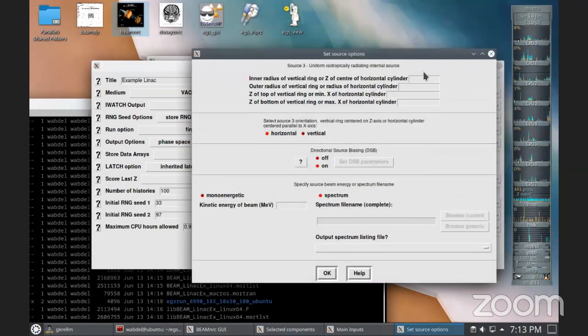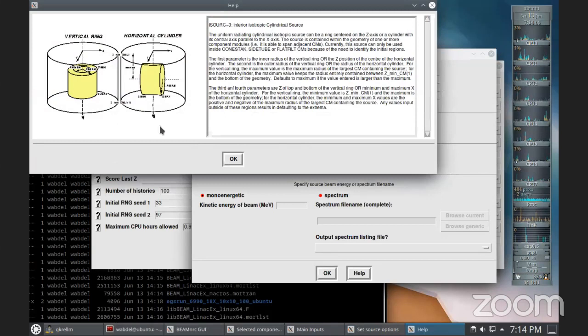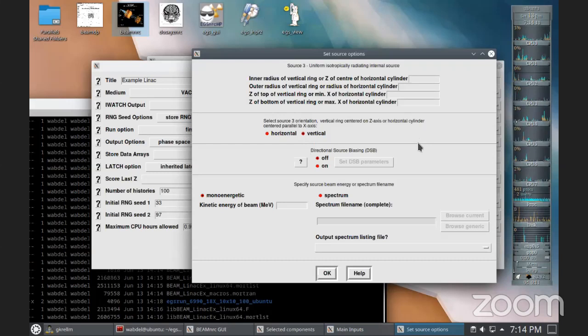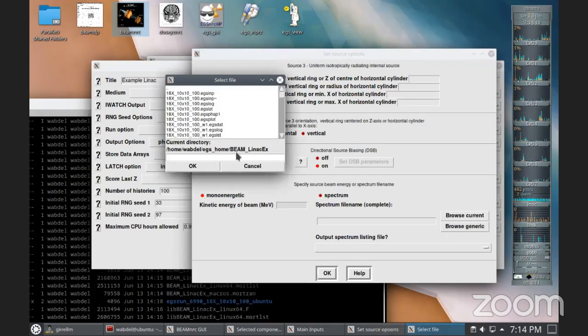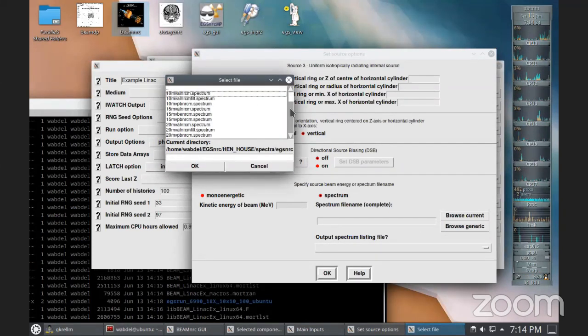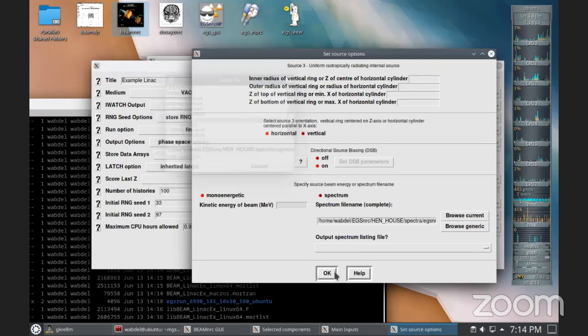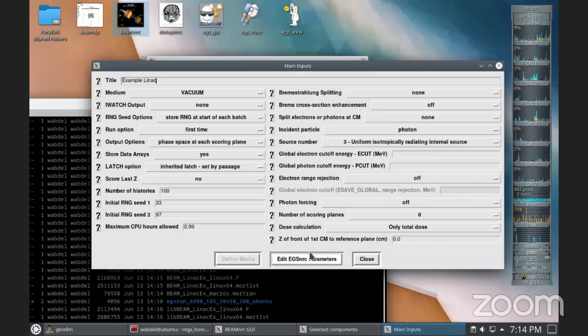And then you have to define the radius. You can look at the help and see, for example, how you would make your source and what it is going to look like. And then, of course, the beam: you can put 1.25, or if you want, you can select the spectrum. And I think in the generic, we can then select the cobalt 60 spectrum. Okay, this is just an example. Of course, this is the number of histories.